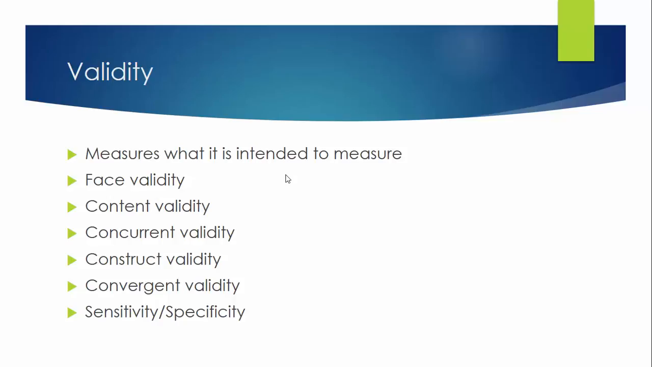This is a little different than construct validity, which is, does the test measure the underlying issue? Anxiety tests don't really flat out ask you, are you anxious? But they do measure the level of your anxiety. And within construct validity is convergent validity. This is a type of construct validity, and that is, do the two measures correlate? We also have sensitivity and specificity, which you may already be familiar with.